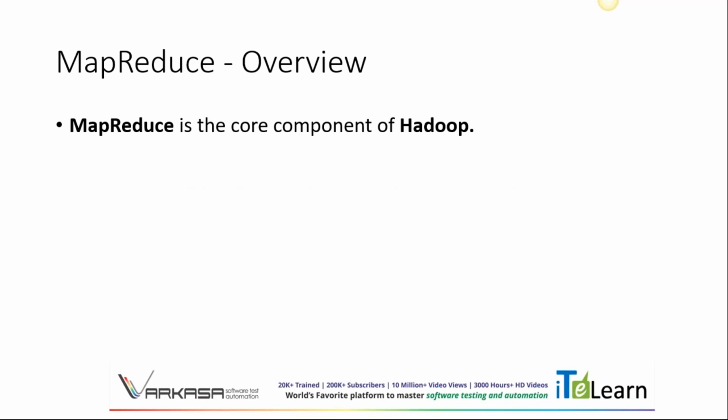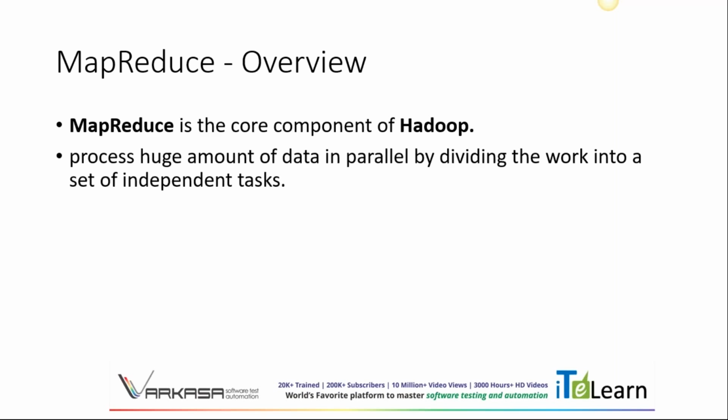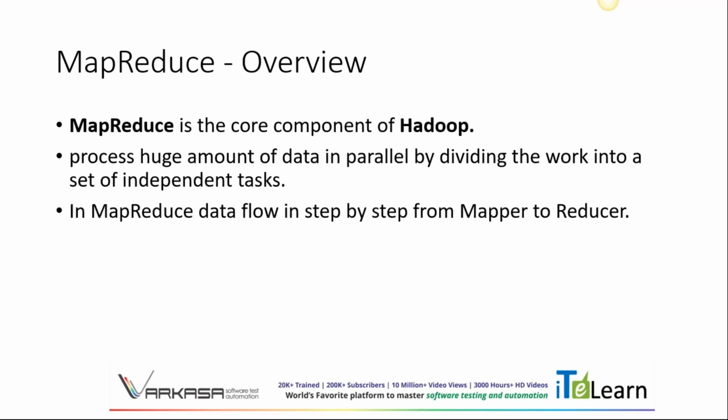And then MapReduce. This is the technique we use to design the application, where the application will use the MapReduce concept to process the data. It is a core component of Hadoop, and it processes huge volumes of data in parallel. It happens by dividing the work into a set of independent tasks, each task is executed, and finally the results of each task are combined together by the reducer. So in MapReduce we have a mapper and a reducer, and the data flows from mappers to reducer.